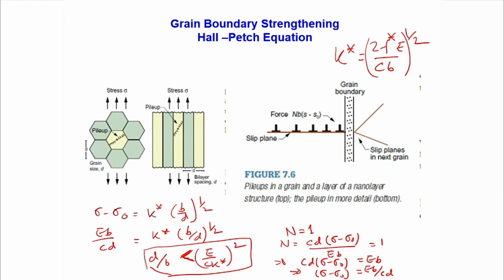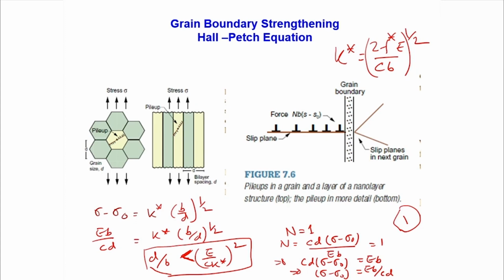The very simple way of thinking is that if you have only one dislocation inside a grain, there is no pileup. If there is no pileup, there is no back stress, and there is no grain boundary strengthening. That's why the Hall-Petch equation breaks down below a certain grain size. Am I clear? That's something you should always remember. This is actually the reason the Hall-Petch equation breaks down.